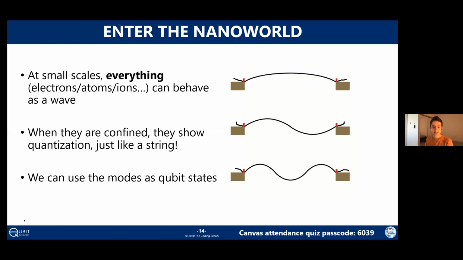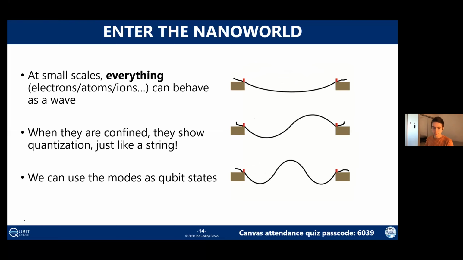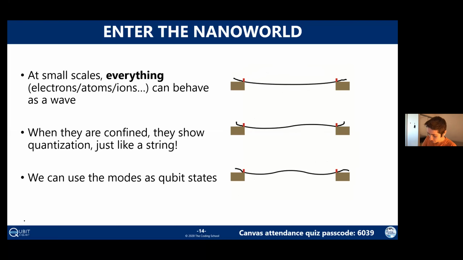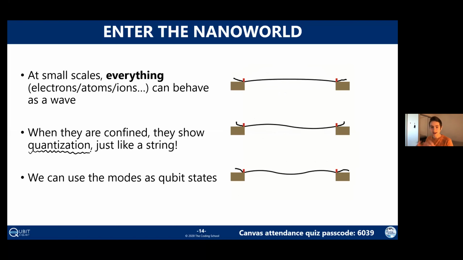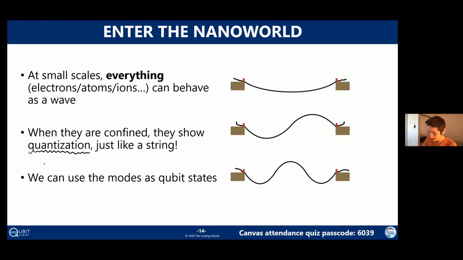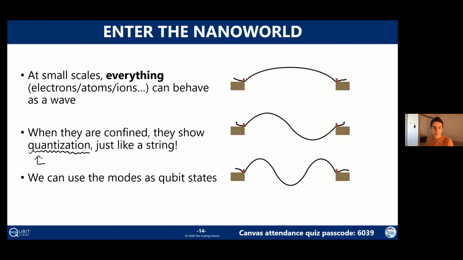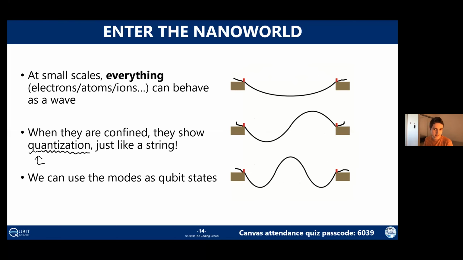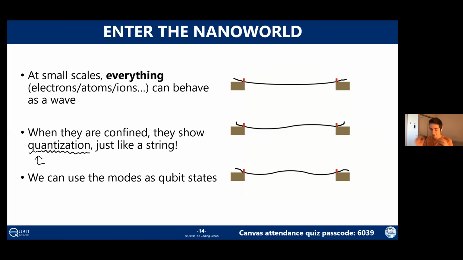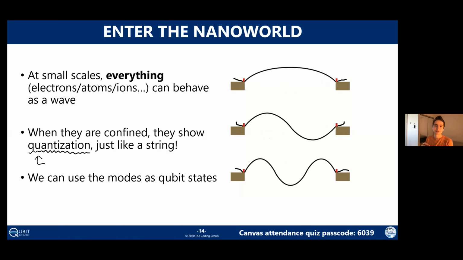So if everything at the small scale has wave-like properties, then they can show this thing called quantization, right? So quantization, by the way, as a term, all that means is that you get distinct modes, right? It's pretty much the concept I was just talking about. Instead of being able to see any vibrational pattern on the string, there's only certain patterns you can see. And we call that quantization, just because the modes are divided into specific quanta, which are just separate discrete categories.